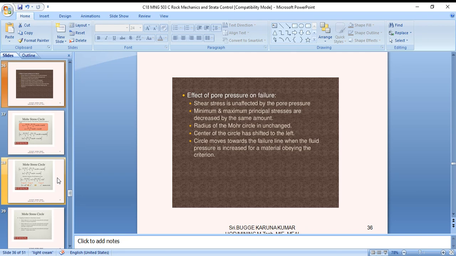Shear stress is unaffected by the pore pressure. Maximum and minimum principal stresses are decreased by the same amount. Radius of the Mohr circle is unchanged. Center of the circle has shifted to the left. So the circle moves towards the failure line when the fluid pressure increases for the material obeying the criteria. That is very important, so Mohr circles can be understood.